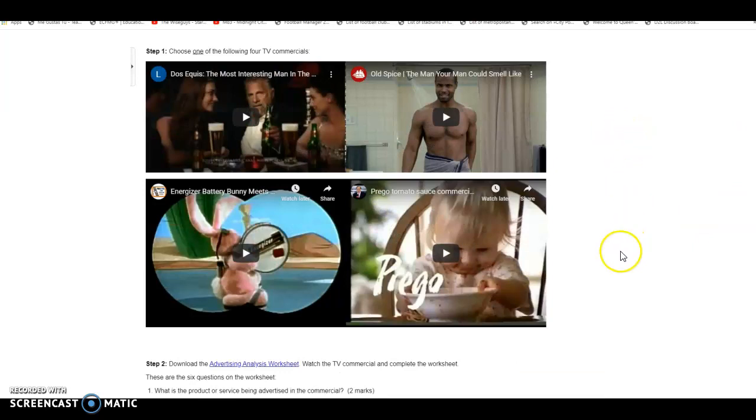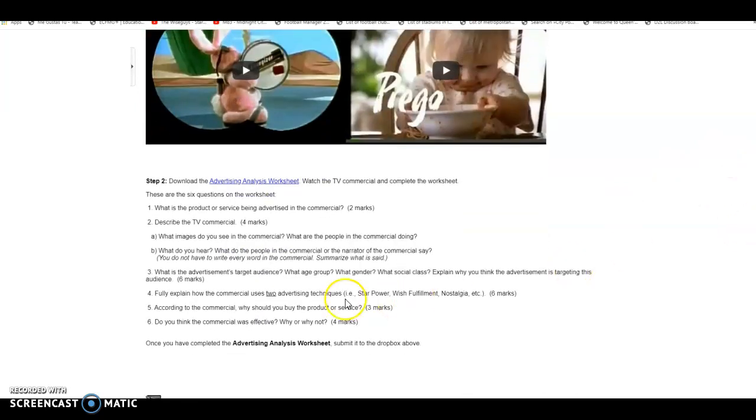Okay. And then number 5, according to the commercial, why should you buy the product or service? So what is the reason that they give you in the commercial to buy that product? For some of the commercials, it might be very obvious. And for some of the commercials, it might be a little trickier. It might be a little more indirect, what they're saying.